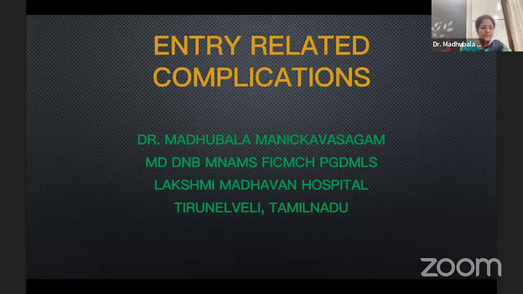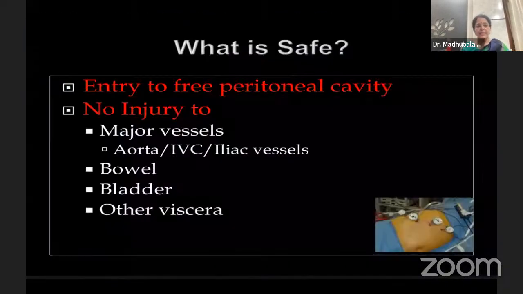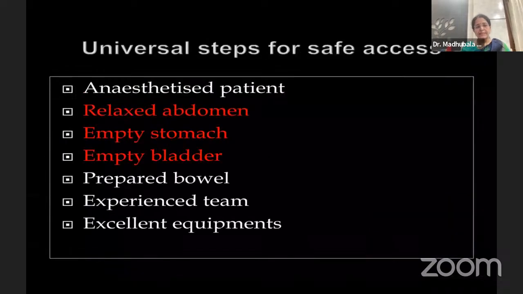The topic given to me, as you said rightly, is very important because abdominal access and creation of pneumoperitoneum is the key for any laparoscopic surgery. And this is unique to laparoscopic surgery, which is not seen in any open surgeries. So the entry should be smooth without any problems so that our planned surgery can be carried out smoothly. So what is a safe entry? There should be an entry to the free peritoneal cavity, and there should be no injury to major vessels or any other viscus.